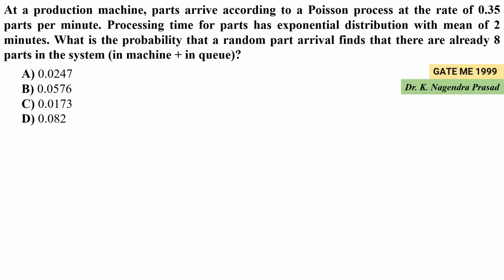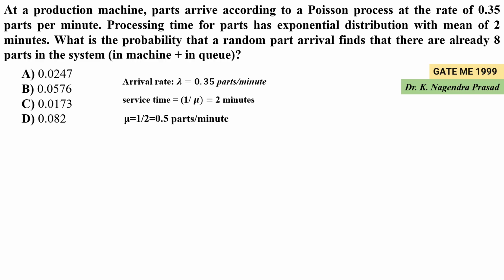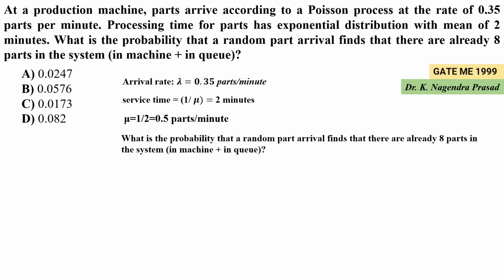At a production machine, parts arrive according to a Poisson process at the rate of 0.35 parts per minute. So arrival rate lambda equals 0.35 parts per minute. Processing time for parts has an exponential distribution with a mean of 2 minutes. So service time is given, 1 by mu equals 2 minutes, then mu equals 1 by 2, which is equal to 0.5. So 0.5 parts per minute. Then what is the probability that a random part arrival finds that there are already 8 parts in the system?